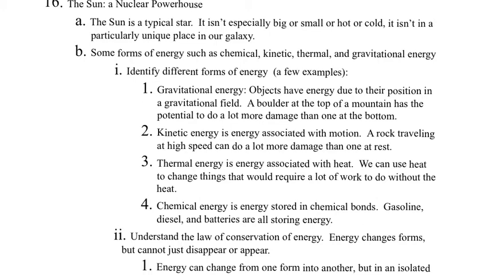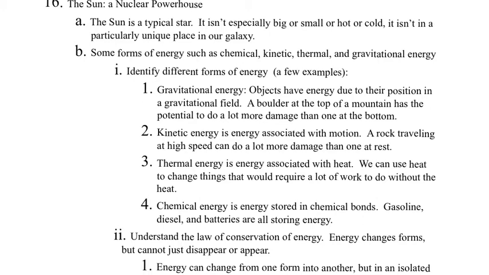So the sun, it turns out, is actually a typical star. It looks big to us because it's nearby, but it isn't especially big or small or hot or cold. It isn't in a particularly unique place in the galaxy or in the universe. It's sort of an average star as stars go. We see a lot more stars that are similar to the sun observationally.